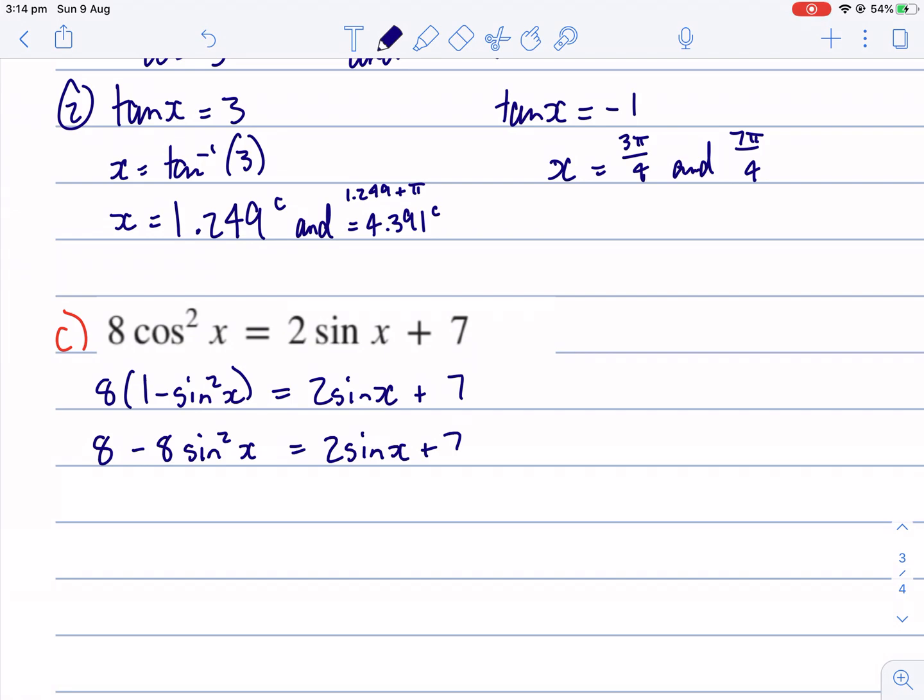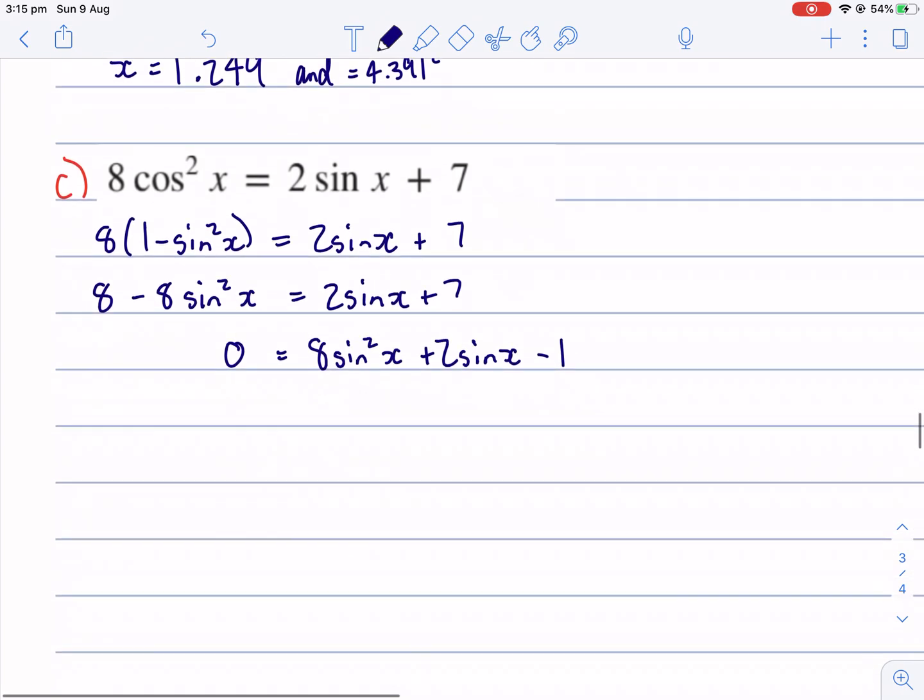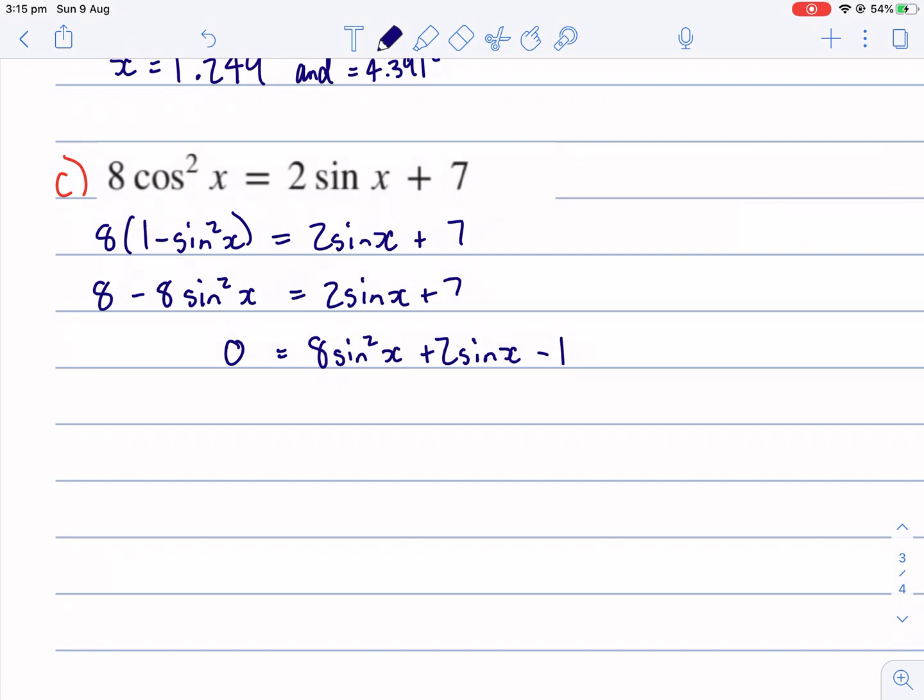If I take everything over to the right, I've got 0 equals 8 sine squared x plus 2 sine x plus 7 take 8, take 1. What multiplies to give negative 8 that adds to give 2? I'm going to let u equal sine x. So I've got 0 equals, actually I'm going to write it the other way around, 8u squared plus 2u take 1 equals 0.